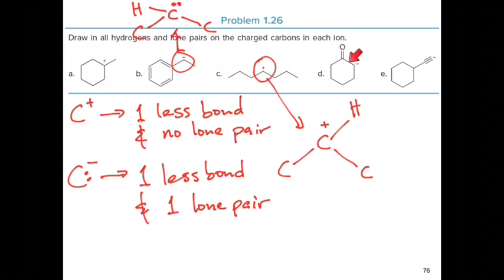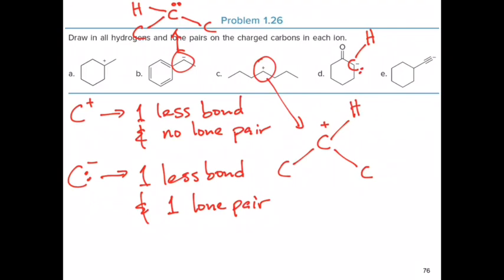All right, and what about this last one, or part D here? A carbon that's bonded to two other carbons. So that means that it has a lone pair and another hydrogen bonded to it. So this specific carbon has three single bonds and one lone pair, and that's why it has a negative charge.